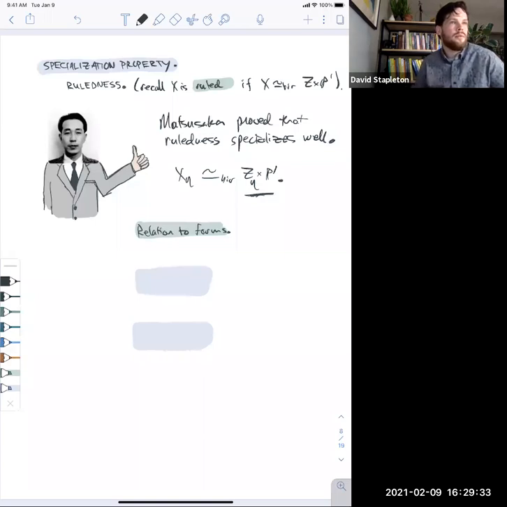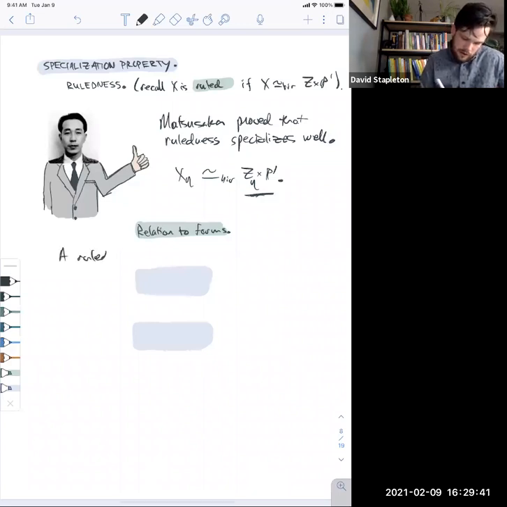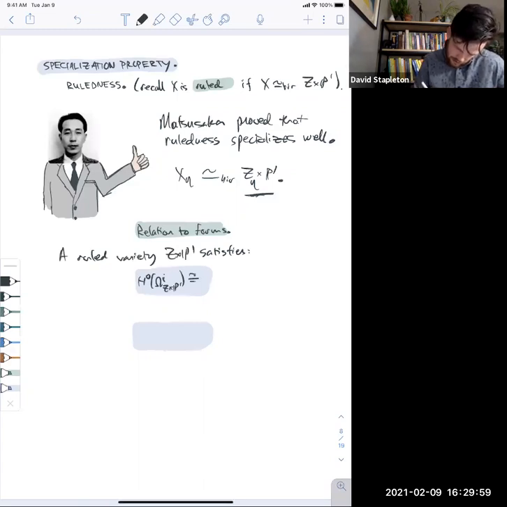Okay, so how can you control being ruled by holomorphic forms? An important point is that a ruled variety Z cross P^1 satisfies the following: global sections of i-forms on Z cross P^1 are isomorphic to global sections of i-forms on Z. That is, any form on Z cross P^1 is pulled back from Z. Okay.